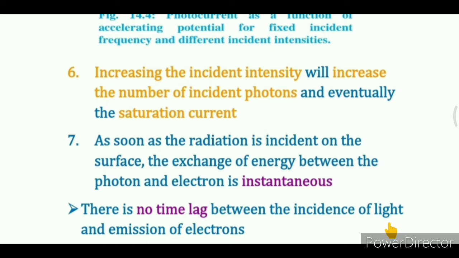So here, one of the observations we had seen, that the photoelectric effect is an instantaneous process, is successfully explained by using Einstein's postulate.